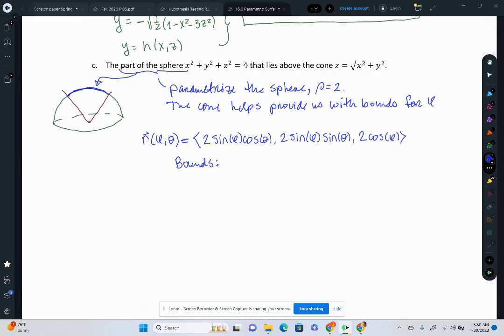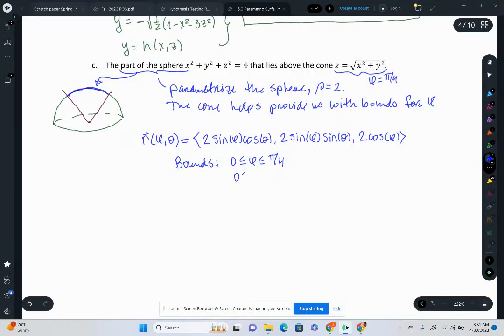This is a standard cone, and a standard cone has the equation phi equals pi over 4. And so that is actually going to be the upper bound for our region. We're going to have that phi can start at 0, but it must stop at pi over 4 because we're not getting any portion of the sphere that's outside of the cone. Now we are still going all the way around, and so that means that theta is still going to go from 0 to 2 pi.